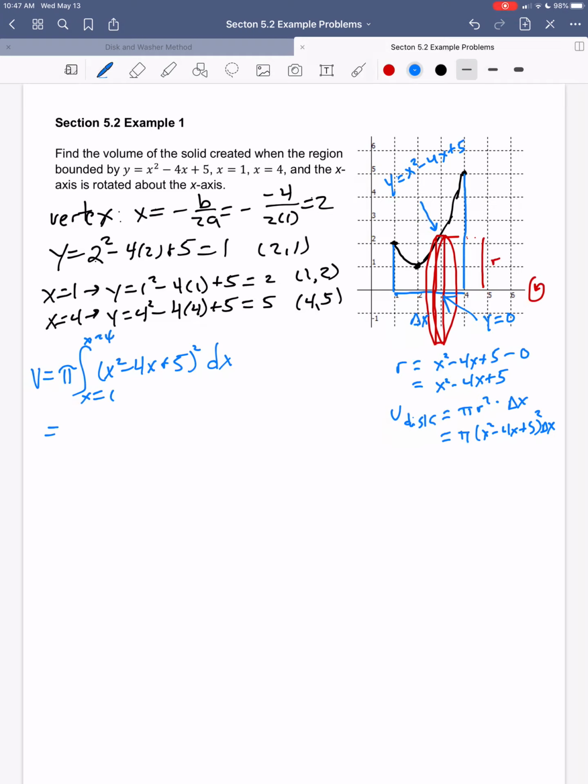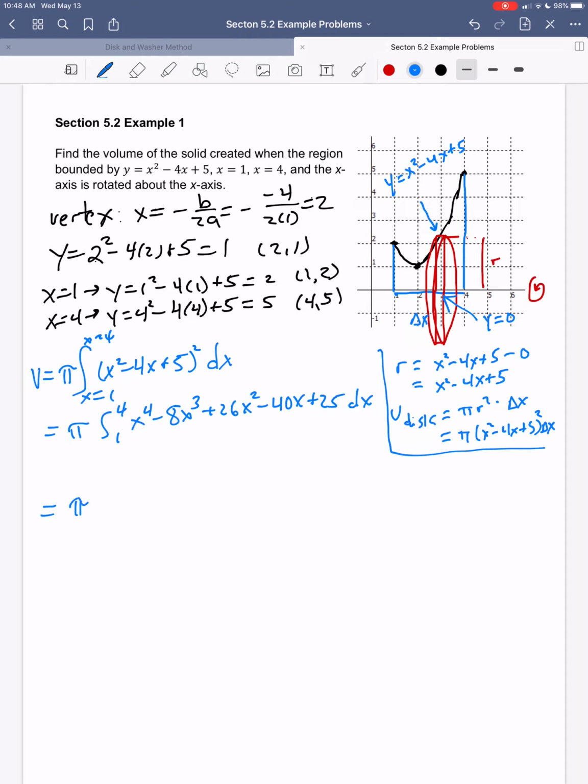So this is going to be pi times the integral from 1 to 4 of this result that we got on the other page. That was this x to the 4th minus 8x cubed plus 26x squared minus 40x plus 25 dx. So that's going to be pi times, I'm going to go down a little lower so I don't run into that box over there, just down a little.